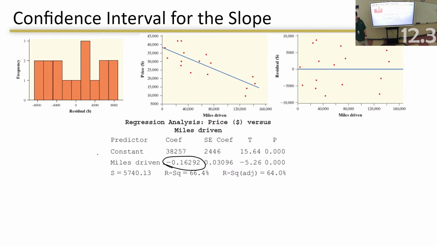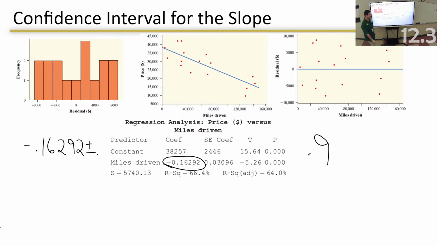There's my test statistic. Miles driven, negative 0.16292, plus or minus. Then you have to find the T critical value. Coach Mayer's program or inverse T. Inverse T, you've got to be careful because you don't do inverse T of 0.9.